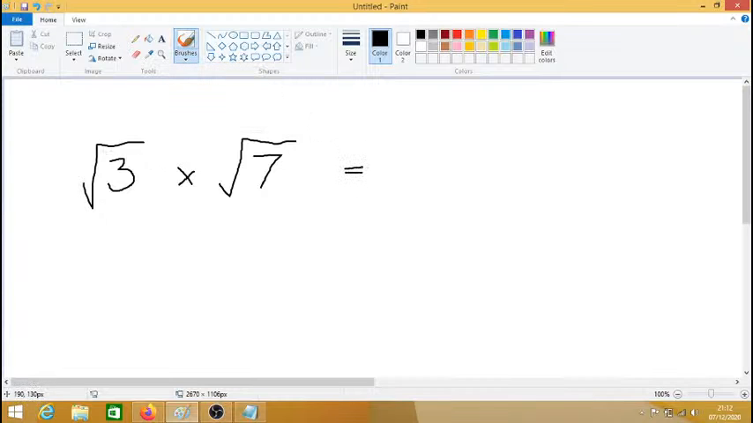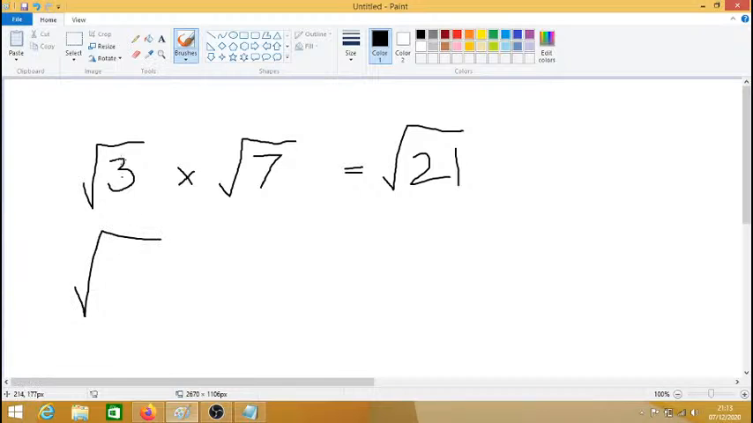So here we've got the square root of 3 times 7, which is similar to 3 times 7, which is 21. And we can put a square root on top. So that's it. That's how you simplify a surd times another surd. And you can do divide in the same way.